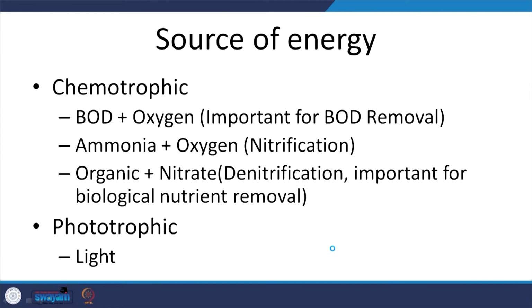So sources of energy, with respect to microbes or microorganisms, we are looking at a general source of energy. So we can classify them as chemotrophs or chemotrophic and phototrophic. Obviously phototrophic, photo, right?